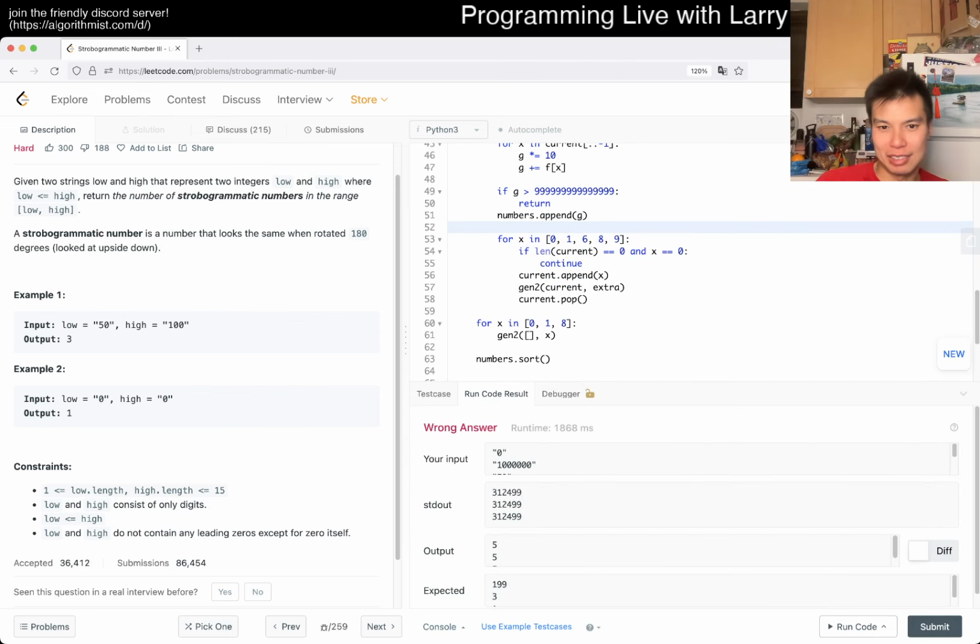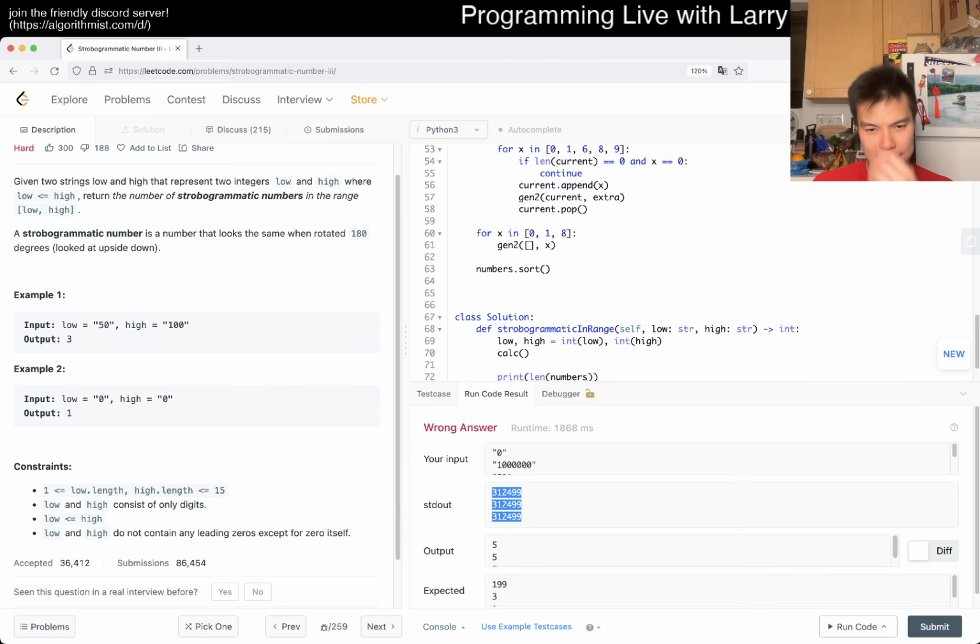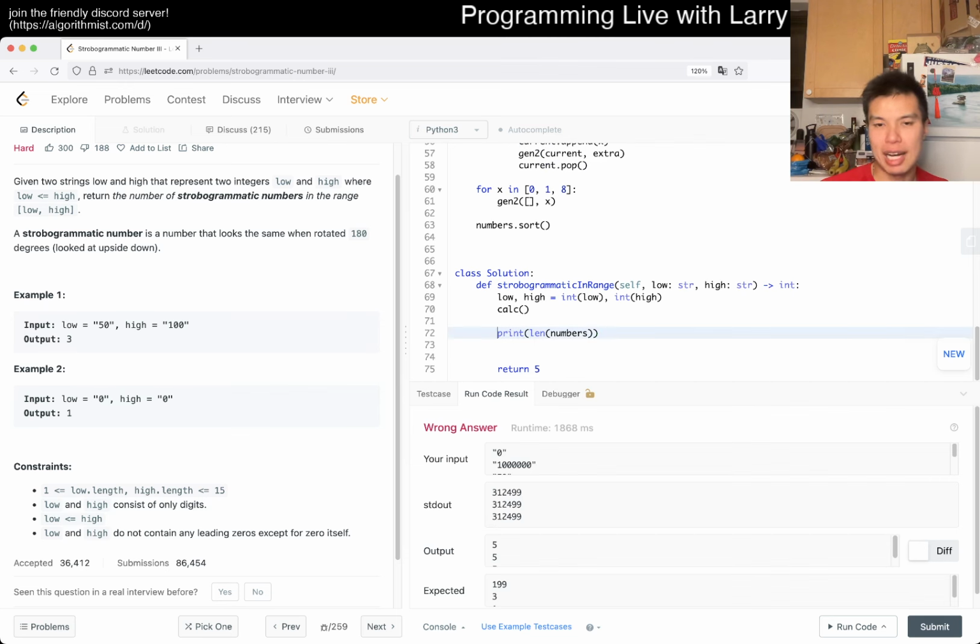Yeah, see now it's still longer than I would like, but it doesn't recalculate every time. But yeah, now we can do a binary search: bisect left of low minus 1 on numbers, and then we can do a bisect left on numbers of high minus this, and then we can return it.